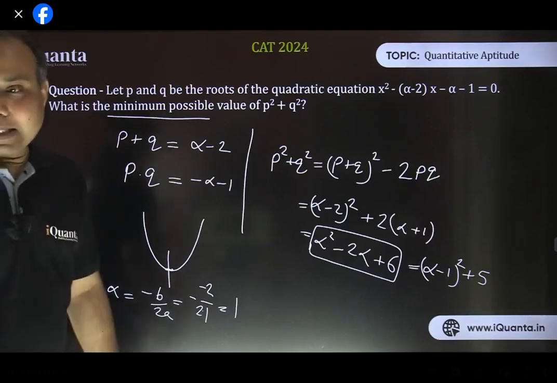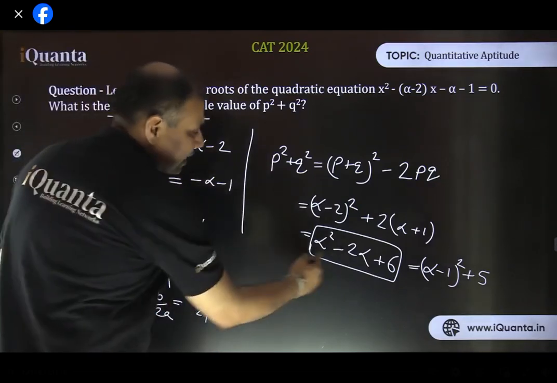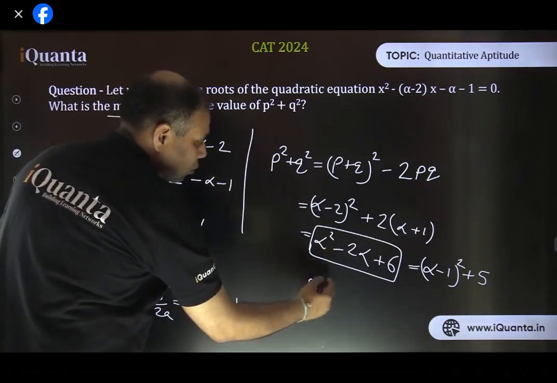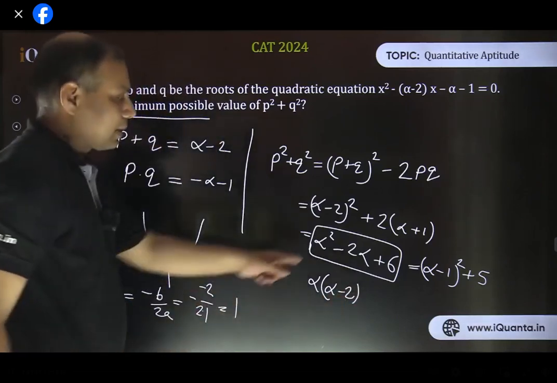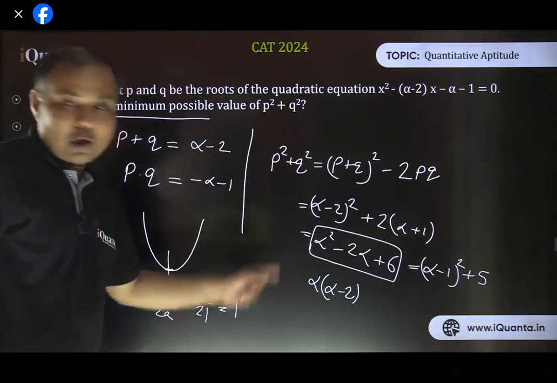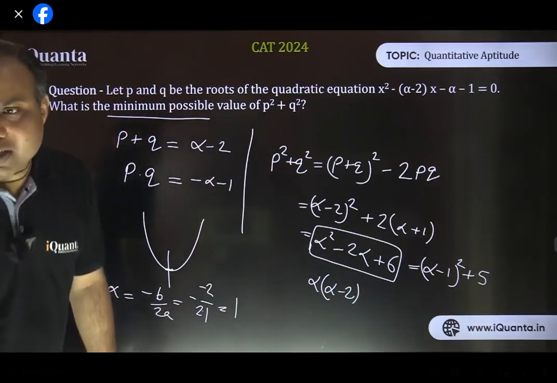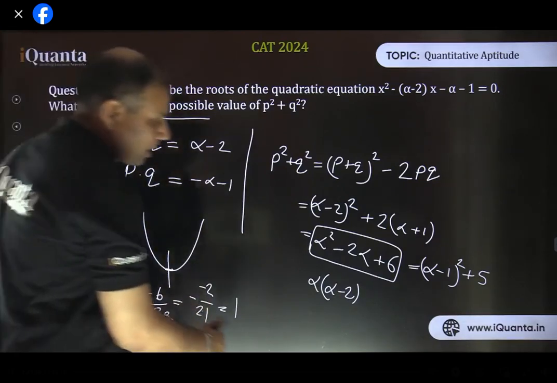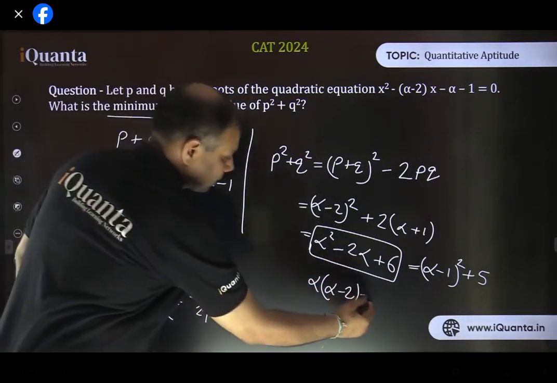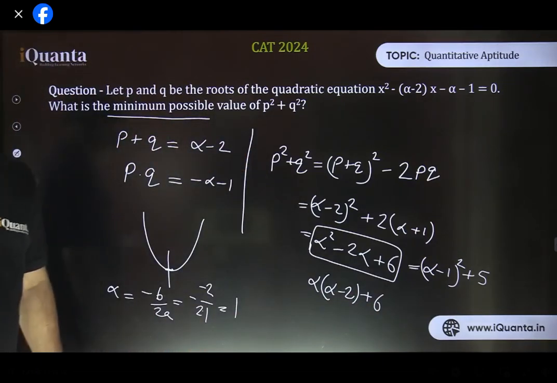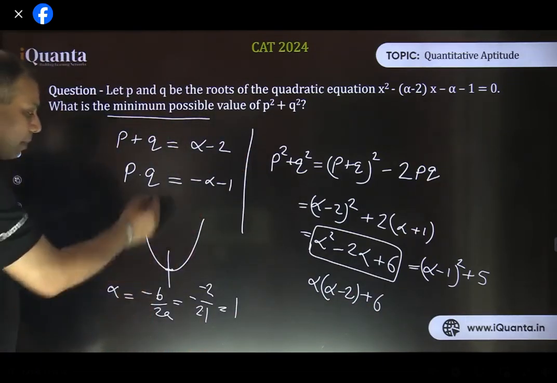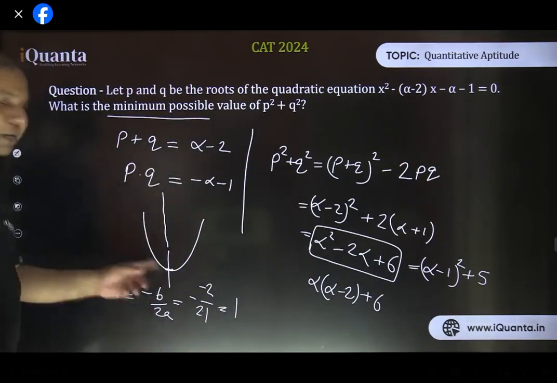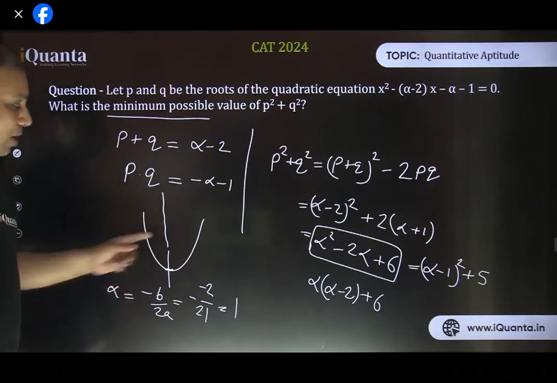So now let's understand one more thing. If I take alpha common from both these terms, it is going to be alpha into alpha minus 2 plus 6. Those who know differentiation, that can be used here. There's no issue in that. So I'm telling one more way now. We had discussed that this graph is symmetrical about the vertical line passing through the vertex. So that vertex is at minus b by 2a.